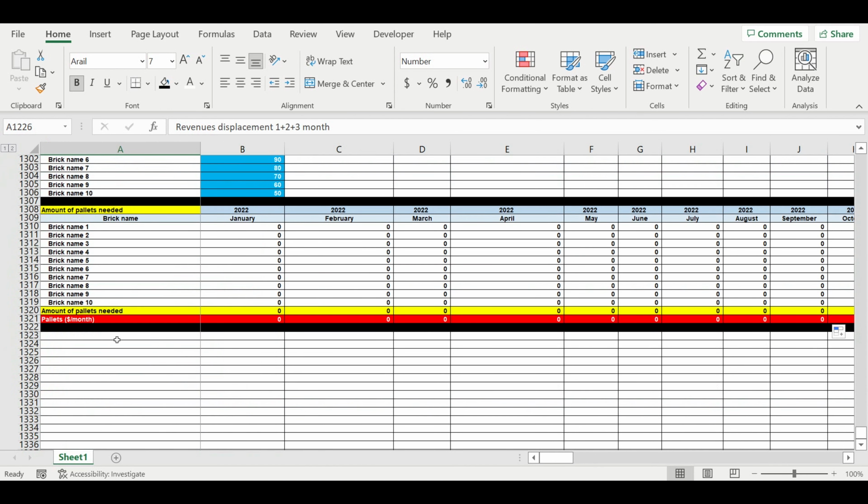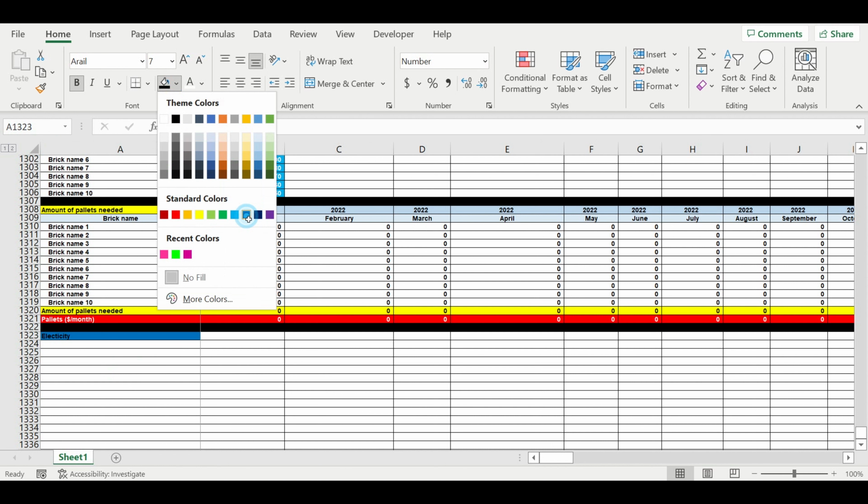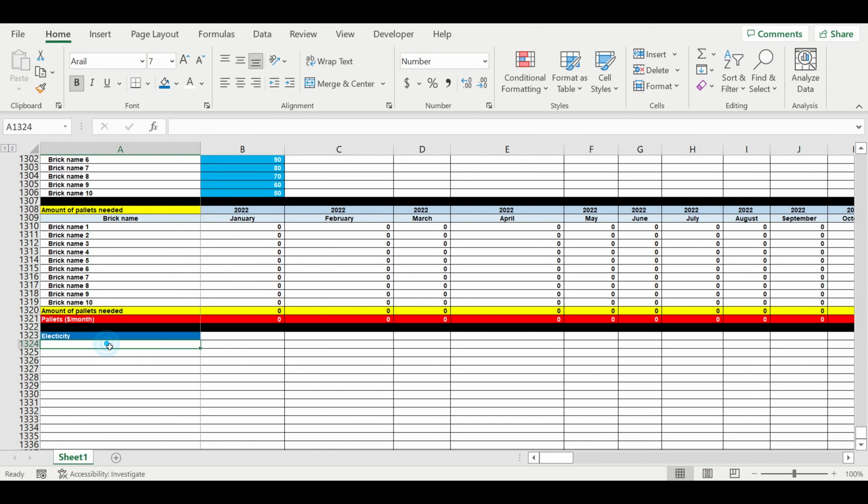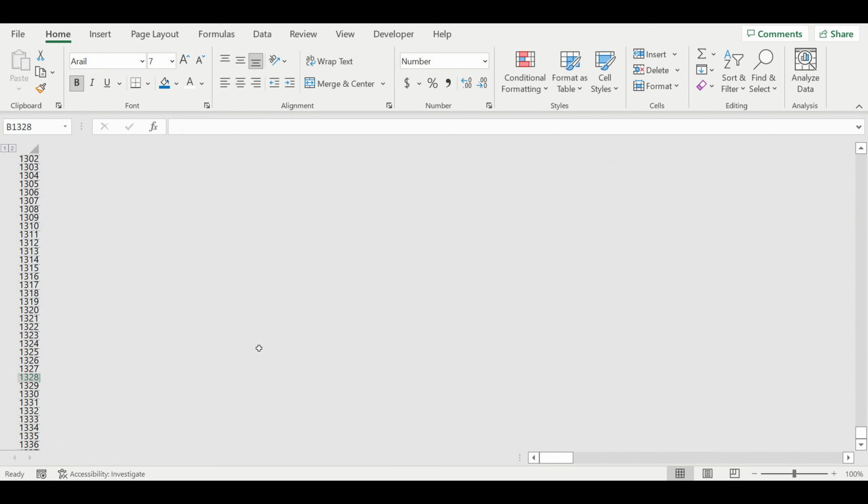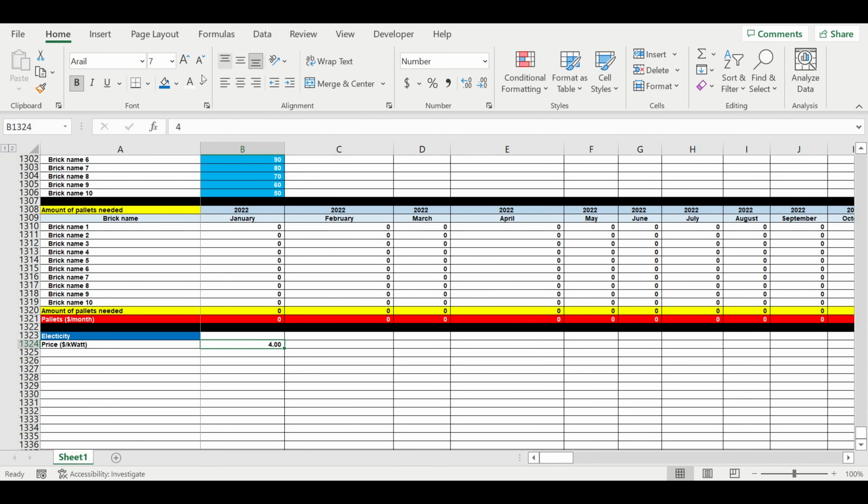So let's create a block of inputs for electricity. So electricity, price, dollar per kilowatt, for example, this will be $4. I don't know. So this will be the input.